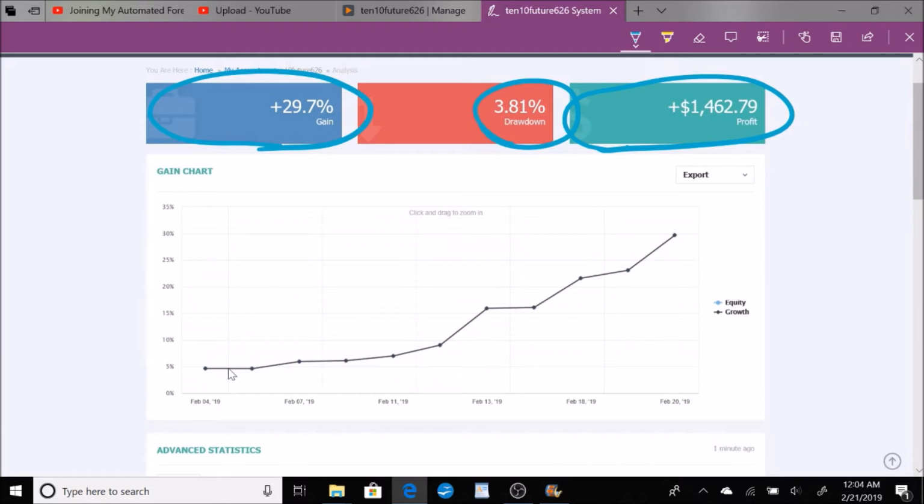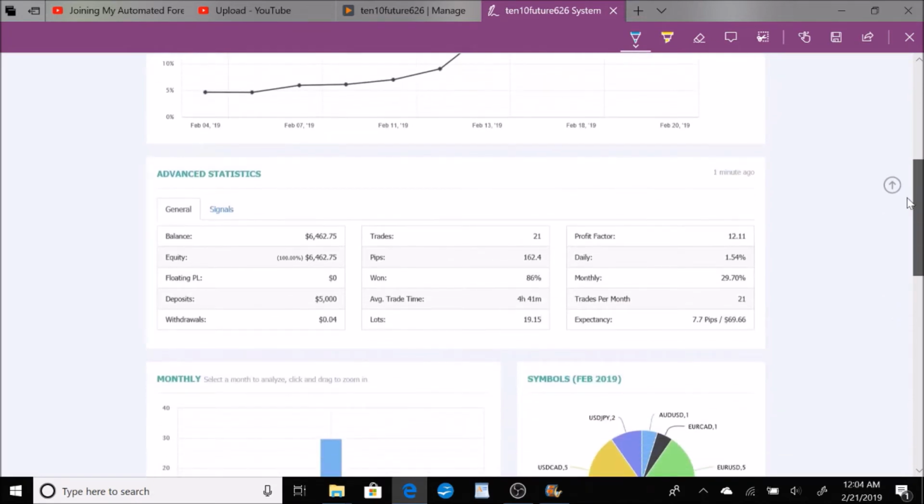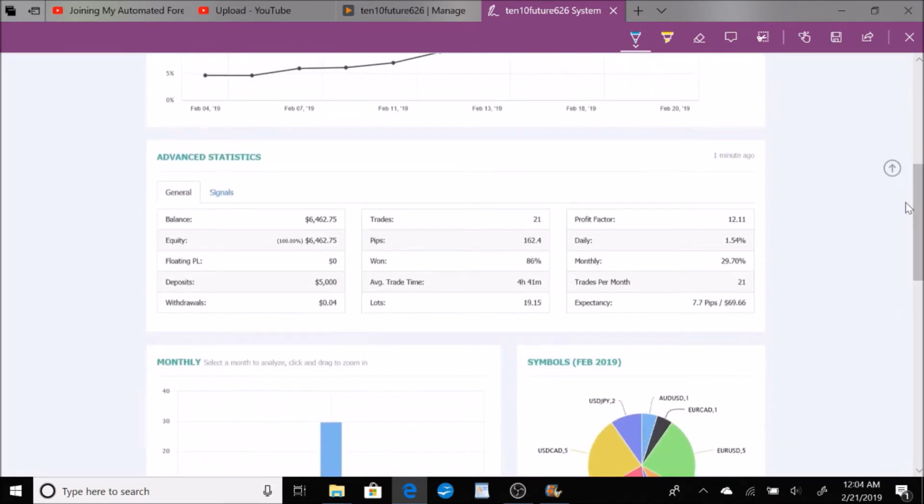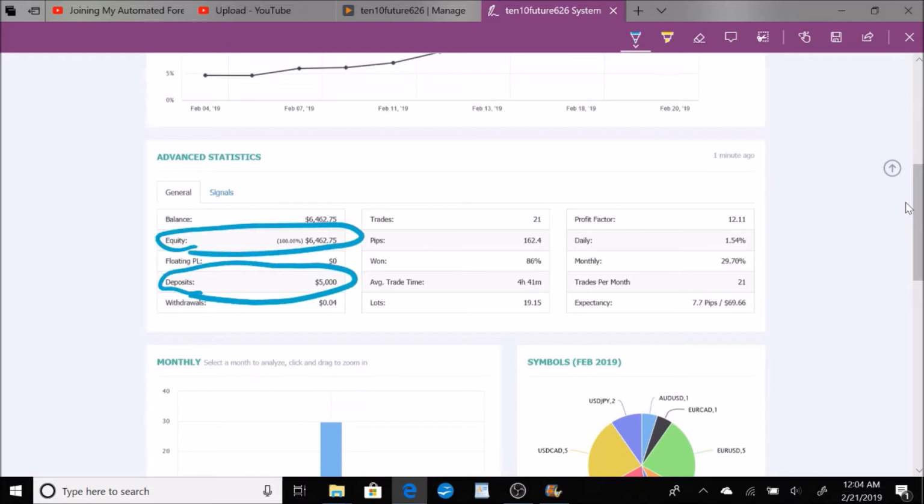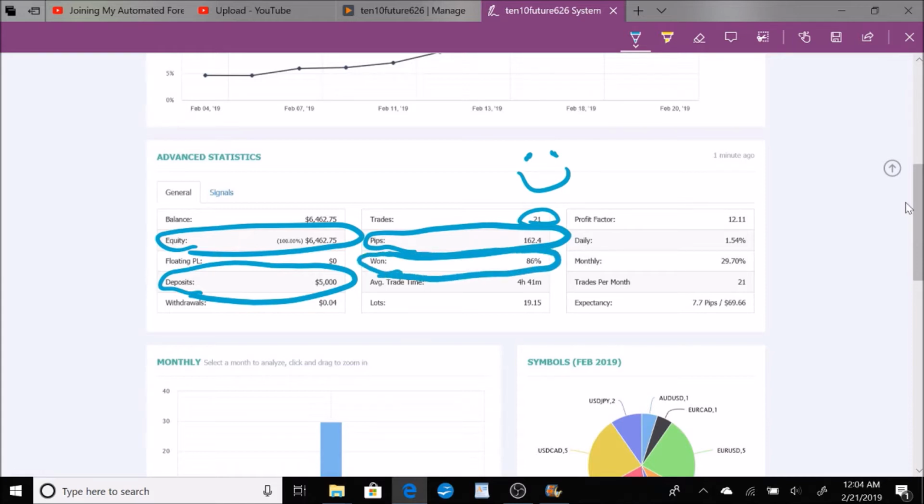So yeah, it's really cool. I get to show you the lines going up, all that. Let's see here. So you can see he originally started with $5,000, and he has $6,400. And pip-wise, look at this, 162 pips. This is great. That's winner. Very good. 21 trades were placed. I won 86% for this month. Look at this. I mean, this is crazy.